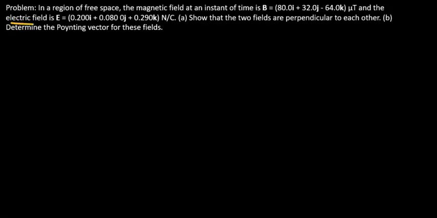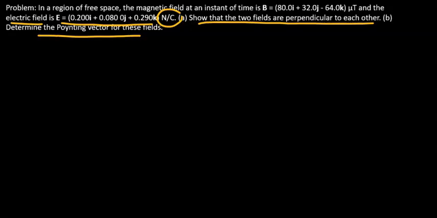And the electric field is given by that vector expression, and the electric field is quantified in the unit of newtons per coulomb. Part A, show that the two fields are perpendicular to each other, and Part B, determine the Poynting vector for these fields.